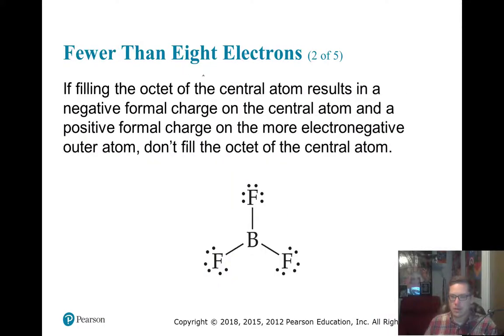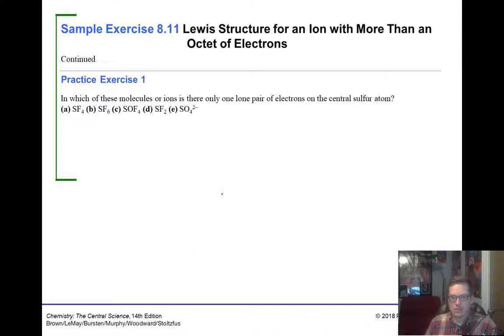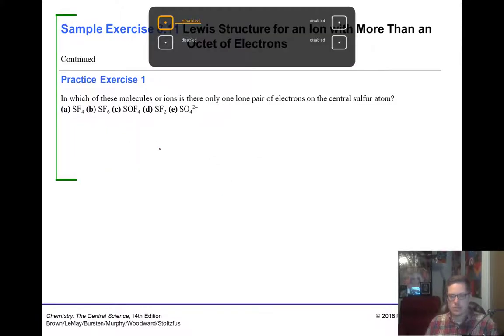Let's see. So a good rule of thumb, just to backtrack a little bit: if you have a negative formal charge on the central atom and a positive formal charge on the more electronegative atom, you're not going to fill the octet of the central atom. All right, I forgot to emphasize that. Okay, let's just do a couple of these here.